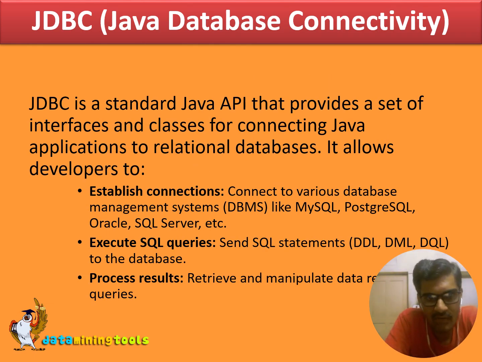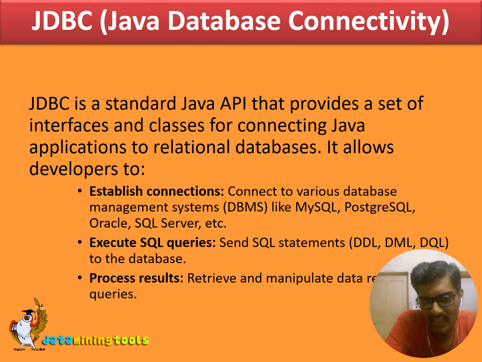Next, JDBC. JDBC stands for Java Database Connectivity. JDBC is a standard Java API that provides a set of interfaces and classes for connecting Java applications to relational databases. Relational databases are the common databases. It allows developers to do these three things in a sequence. First, it establishes a connection. So connect to various database management systems like MySQL, PostgreSQL, Oracle, SQL Server, and so forth.